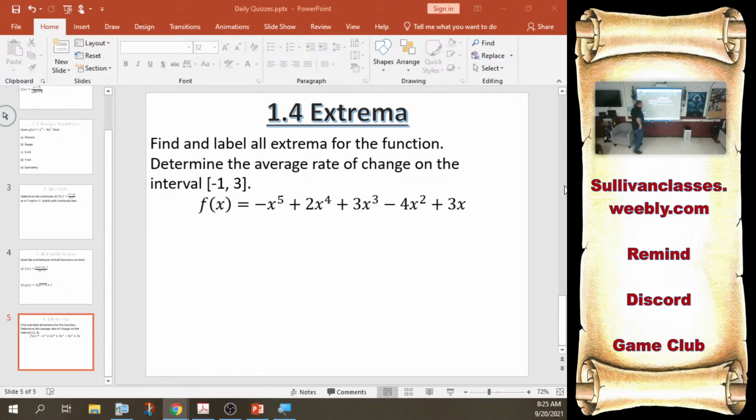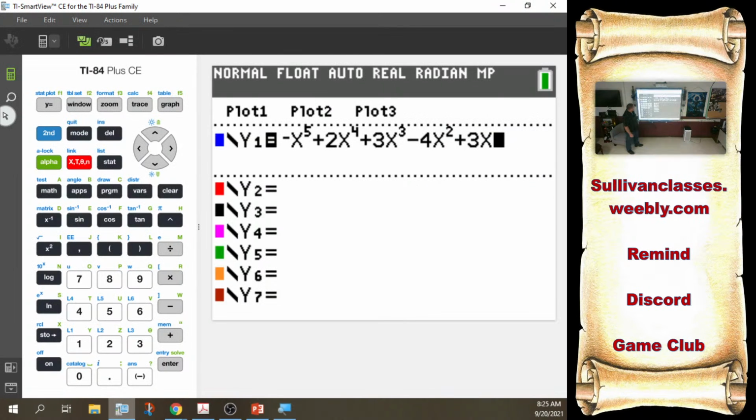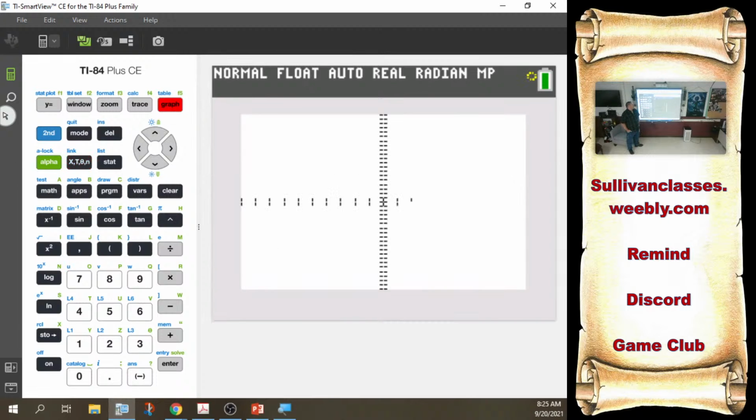Find and label all the extrema of the function. What is extrema? Okay, those are types of them, relative or absolute, maximum or minimum. Its definition is that it's where it changes from increase to decrease or decrease to increase. So I plug all the stuff in the calculator, I go to my graph, we say, come on, Frank.